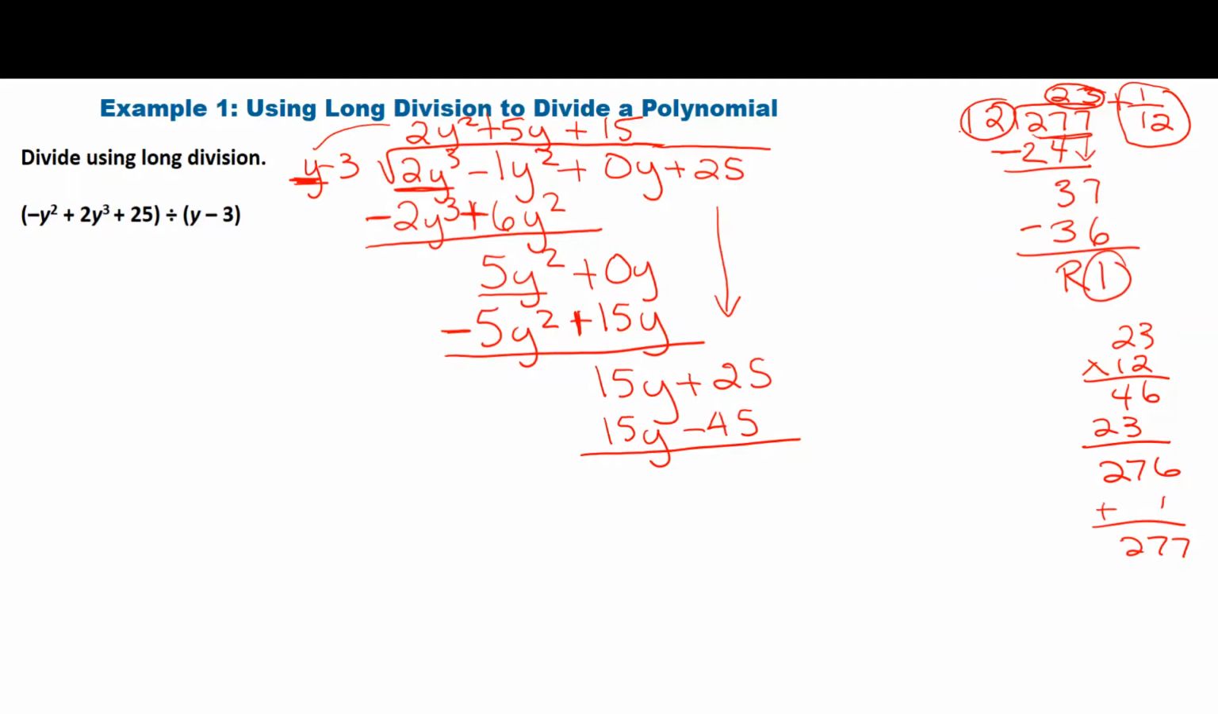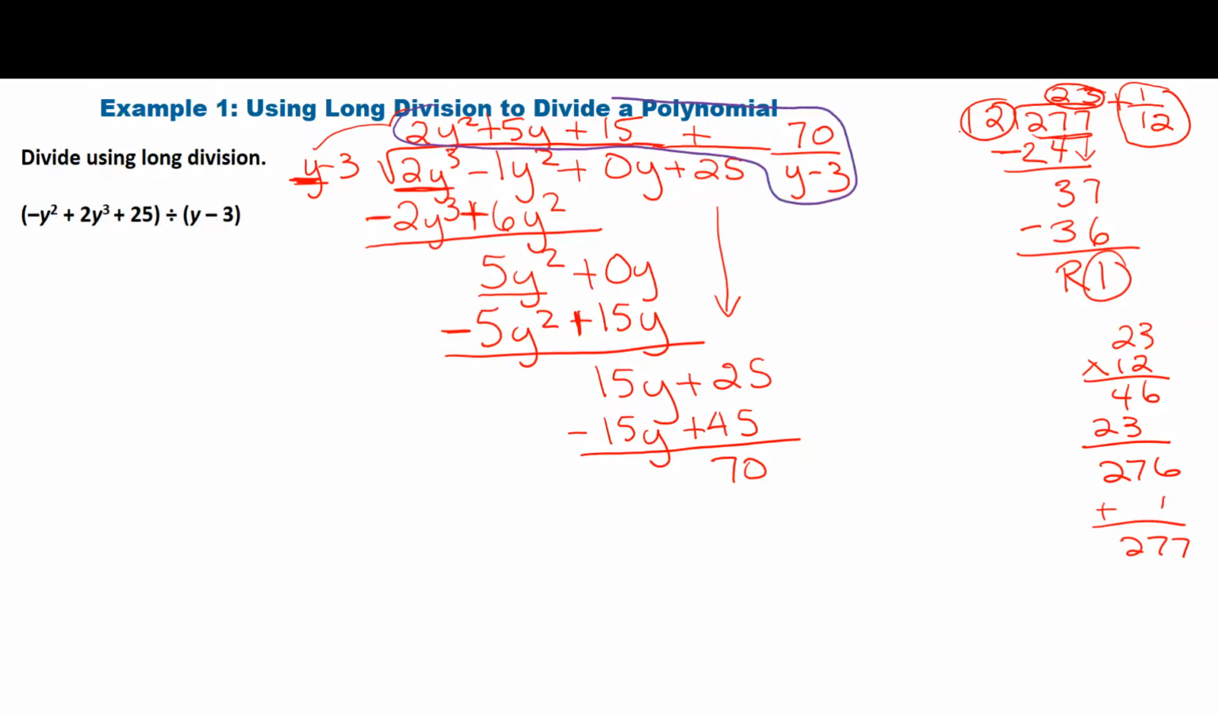All right, so now we have to change our signs again, and that leaves me with a positive 15 minus 15 is 0. 25 plus 45 is 70. So I actually have plus 70 over y minus 3. So here's my answer. I'll put it in a different color here. Here's my answer right here.